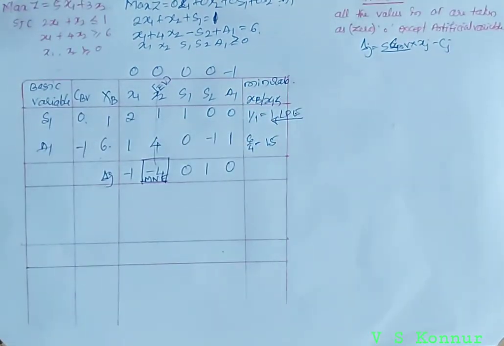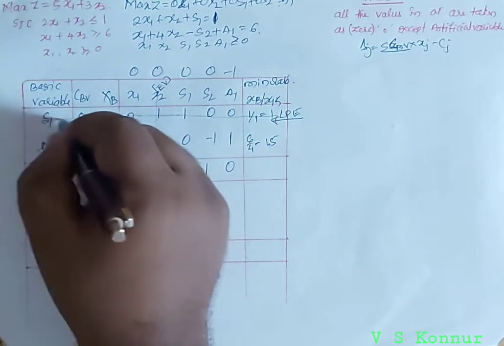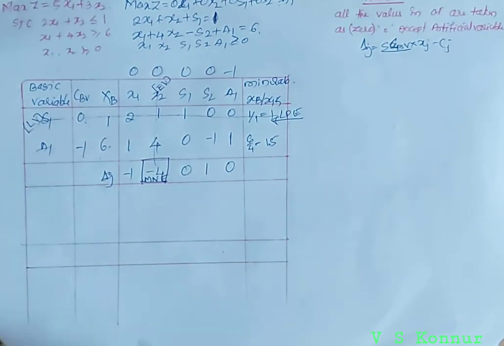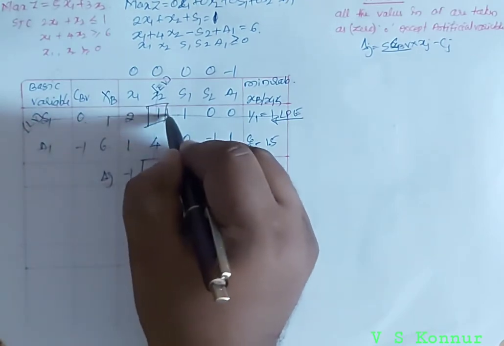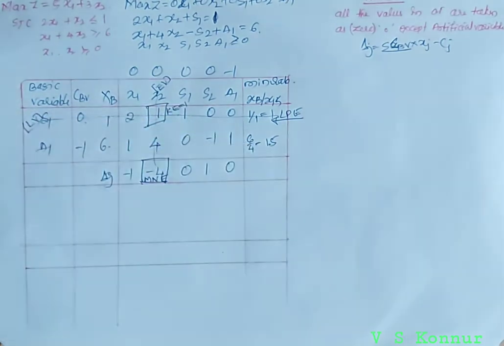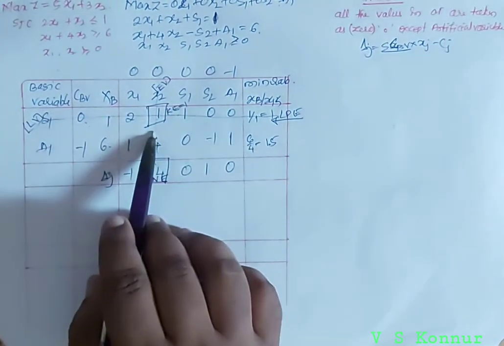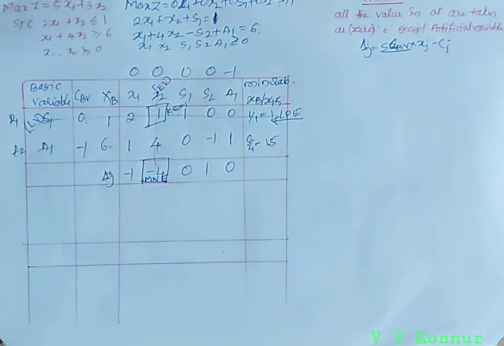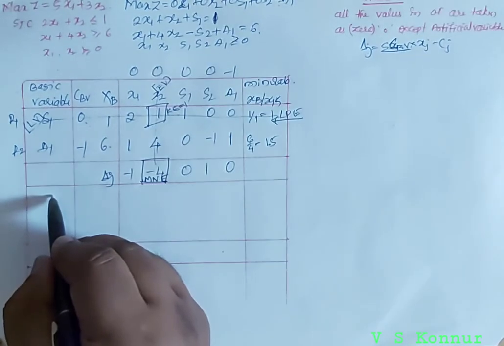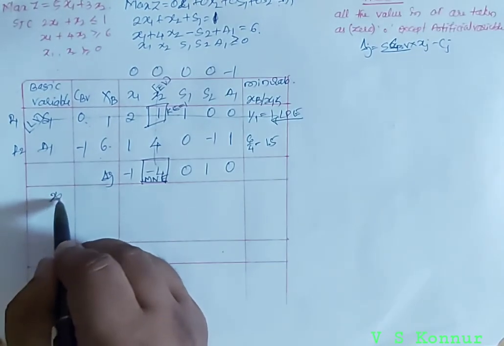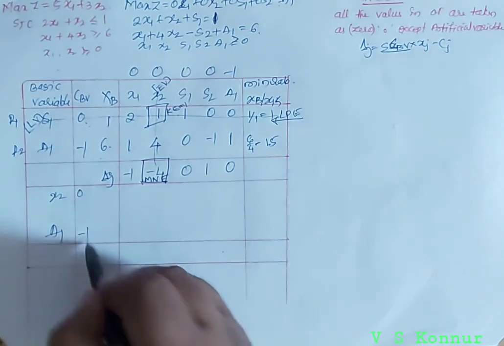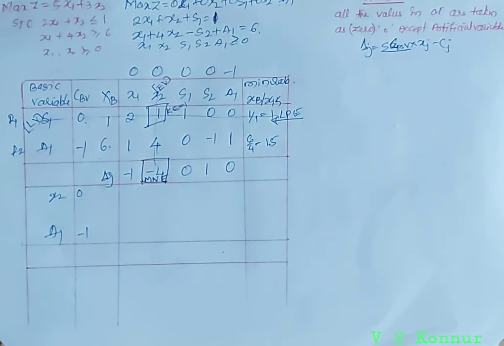So S1 will be replaced, that is the leaving vector. So that least positive element will give leaving vector. Intersection is called the key element, that should be equal to 1. If it is equal to 1, then R1, R2. Now S1 has been replaced by X2 in the second iteration. A1 as it is, X2 is having 0, A1 is having minus 1.